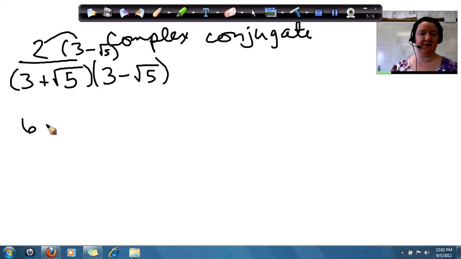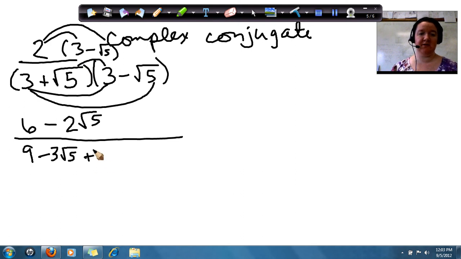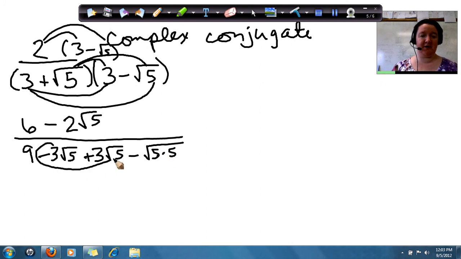I'm going to get 6 minus 2 square root of 5. I'm also going to FOIL what's on the bottom. I'm going to get 9, then negative 3 square root of 5. Multiply this together, plus 3 square root of 5, and then multiply this together, minus square root of 5 times 5. Now if you look at this part, they're going to cancel out, which is what we're trying to do.